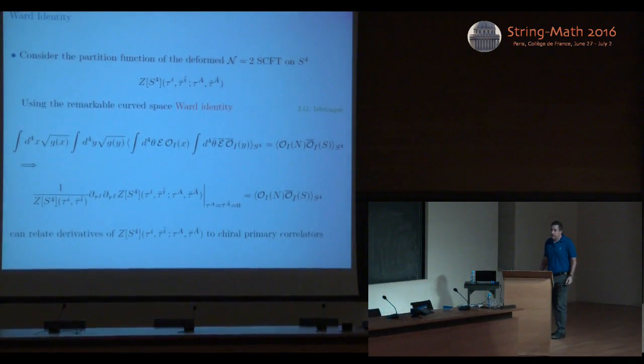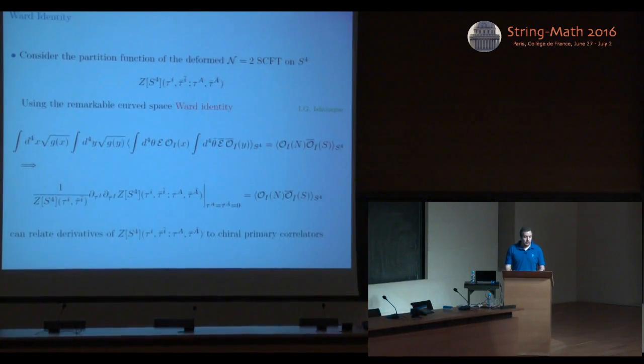So now that we have learned how to deform the N equals 2 superconformal field theory by an arbitrary chiral operator, we want to consider the following partition function. We want to consider the partition function of the superconformal field theory, again, which has exactly marginal couplings tau I, and deform it by arbitrary chiral operators in the chiral ring with coupling constants tau A. Okay?